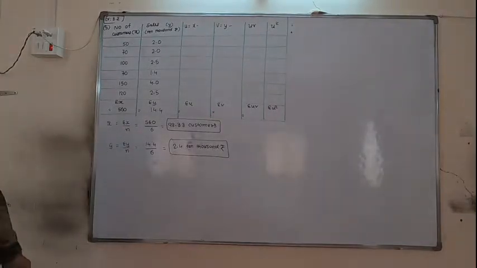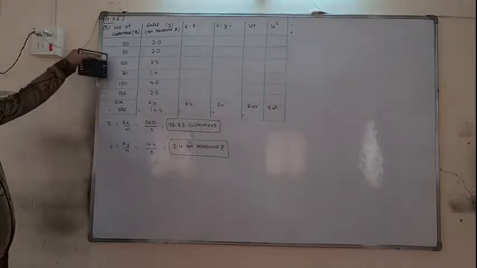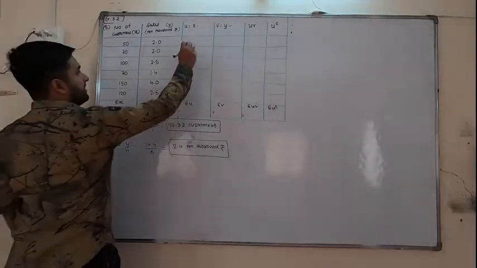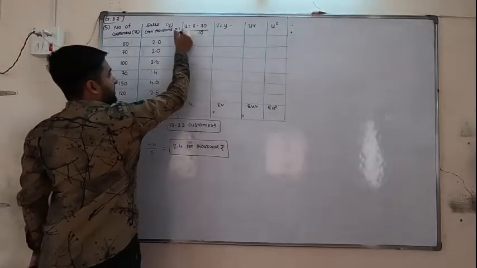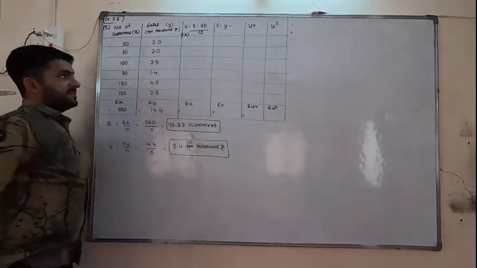93.33 is x bar. So the nearest value is 70, as it is repeating also. See, you can see 70 repeating. All values are multiples of 10, so let us take 10. This will be our cx.